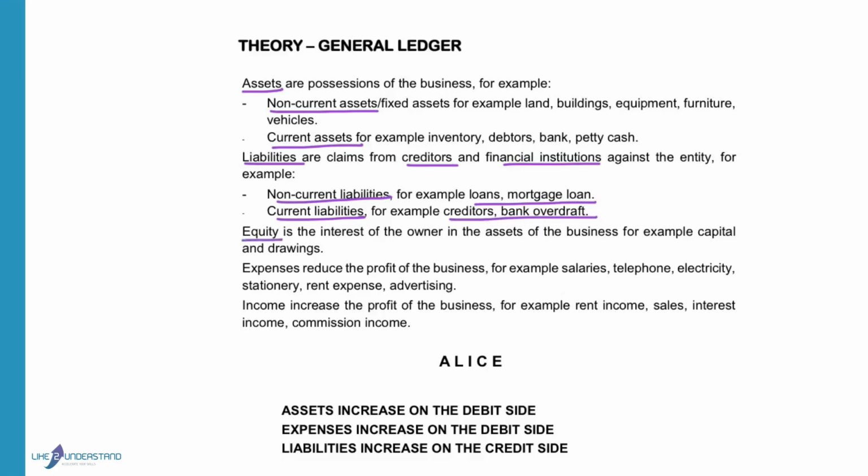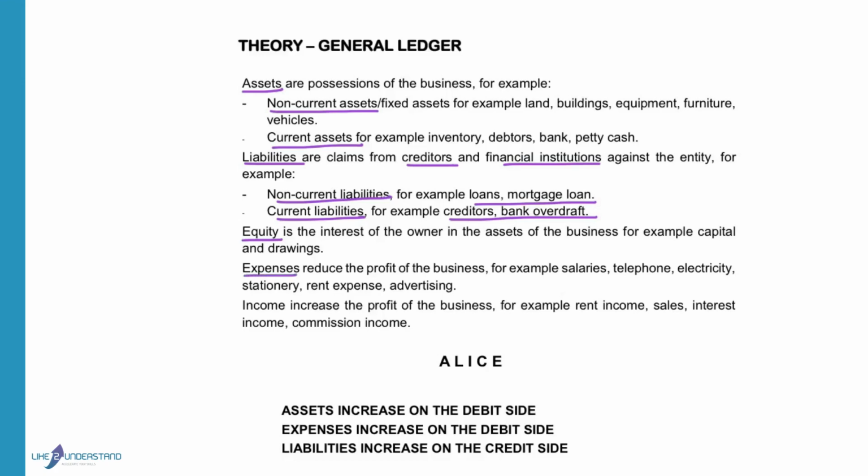Equity is the interest of the owner in the business, so the owner's two accounts are the capital account and the drawings account. You can also say equity is the amount that the owner can lose if this business goes insolvent, or it is the amount that the business owes the owner.